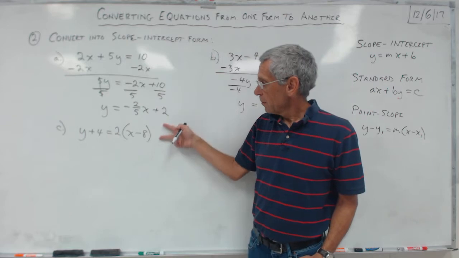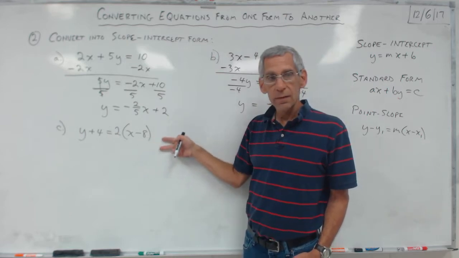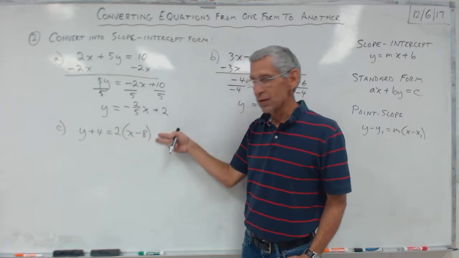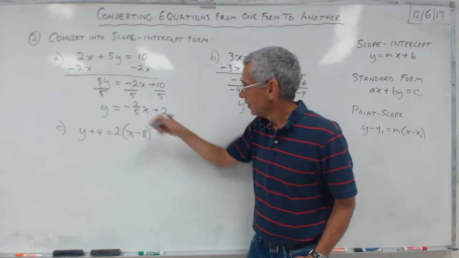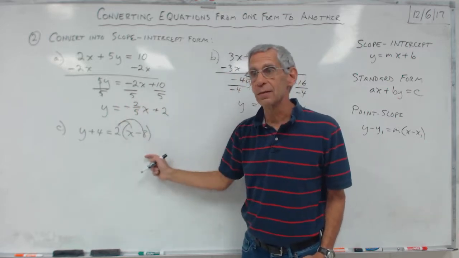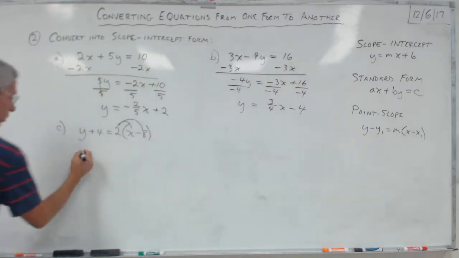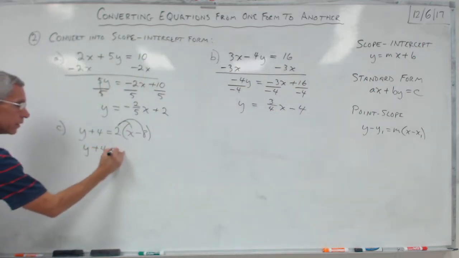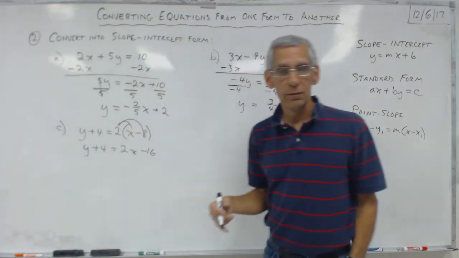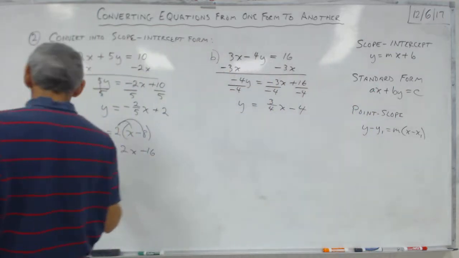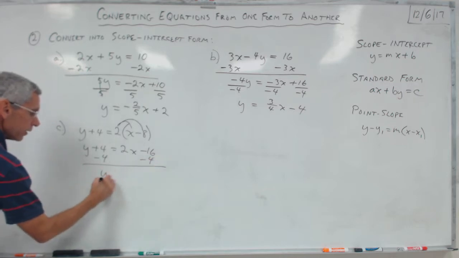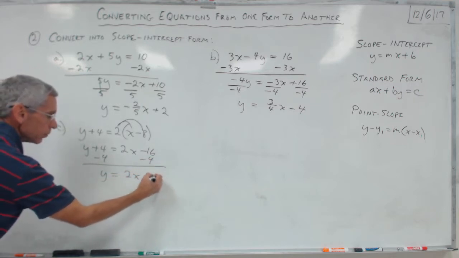Well, first wouldn't you do the distributive property? I would first do the distributive property because I could subtract 4, but then I'd have to have the 4 over on the right. I'd rather use my distributive property right away to get rid of my parentheses. So y plus 4 is equal to 2x minus 16. Now, Sienna, what would you do? Then you would subtract 4. That gives me y is equal to 2x minus 20.